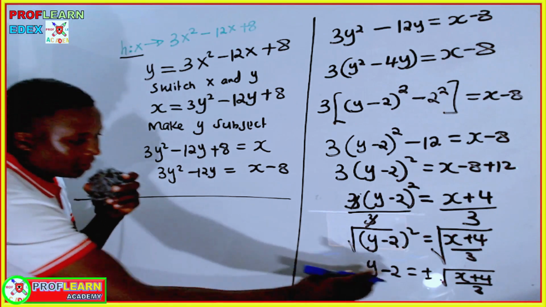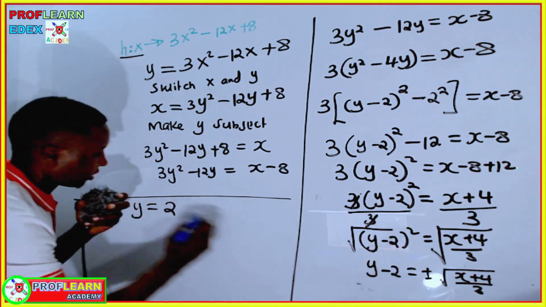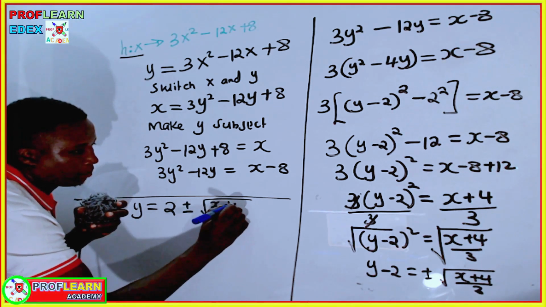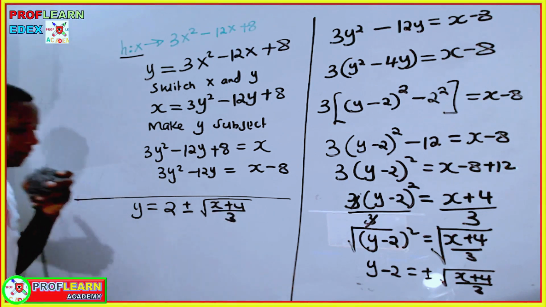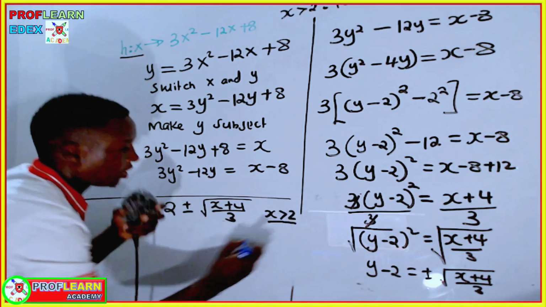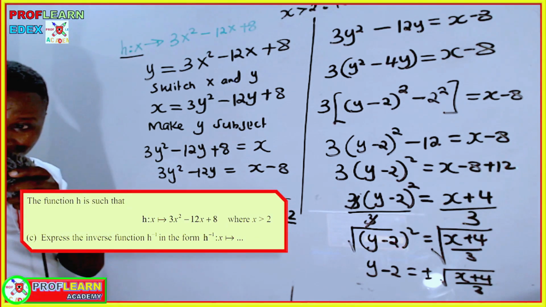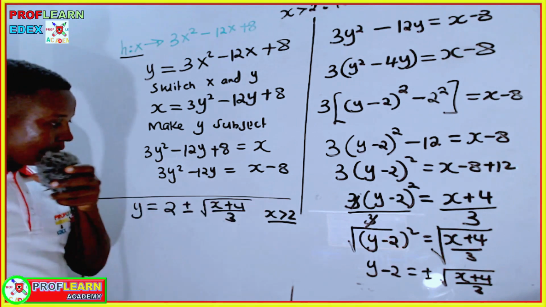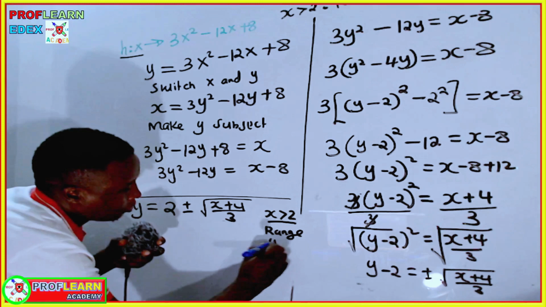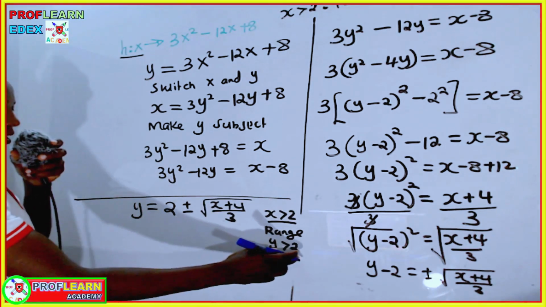So if I take this part, I'm having y equals 2, I'll take this 2 to the other side, plus or minus square root of (x plus 4) over 3. We were told that x is greater than 2. That was the domain of the function. According to this part here, x is greater than 2. So it means now the range is going to be y is greater than 2 always. If you were given 3, you would say that the range is 3.